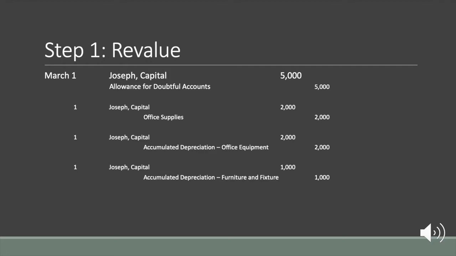So here we made an adjustment of adding 5,000, which we placed on the credit side, while Hesed Capital is at the debit side. The same for the next: Hesed Capital debit 2,000, office supplies 2,000 credit, Hesed Capital 2,000 debit, accumulated depreciation office equipment 2,000 credit, Hesed Capital 1,000 debit, and accumulated depreciation furniture and fixture credit 1,000.